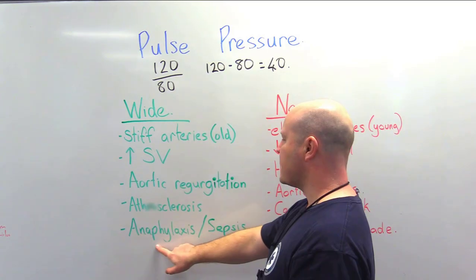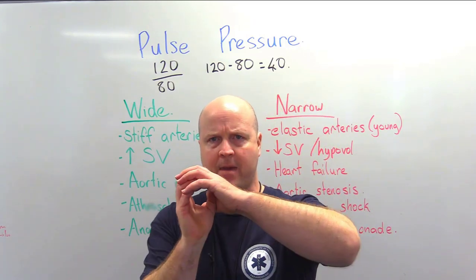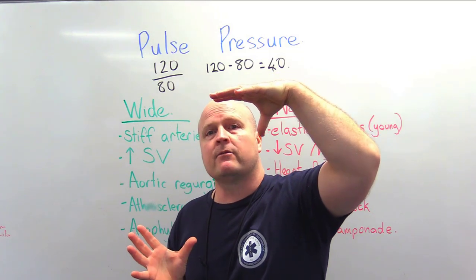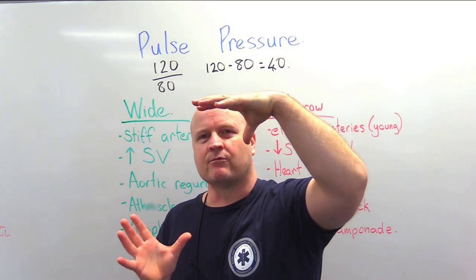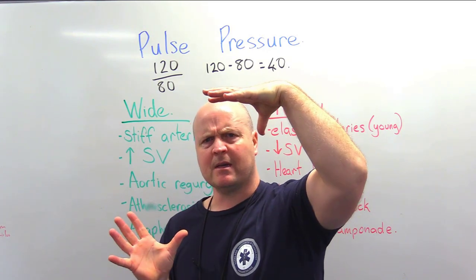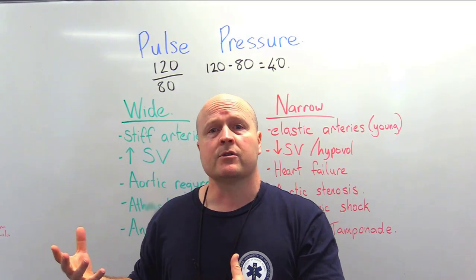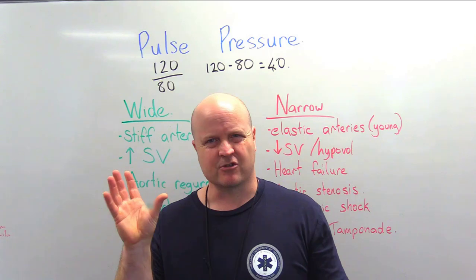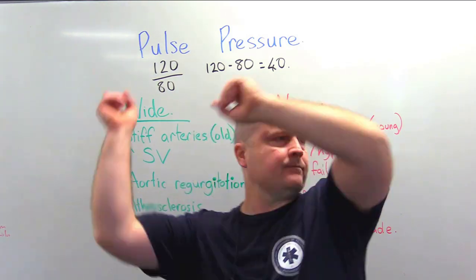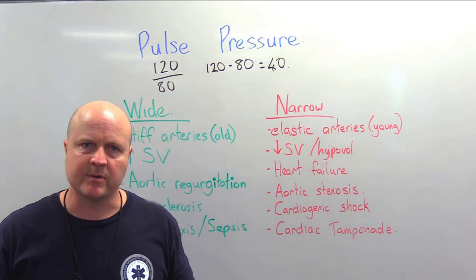Another time is anaphylaxis and sepsis. So with these situations, we get a massive amount of vasodilation. Our blood vessels open up, and therefore our diastolic, our resting blood pressure, is going to be less because our pipes are big and there's less blood to sit in that pipe. And also, our heart is going to try to compensate by contracting harder to try to maintain that systolic blood pressure.